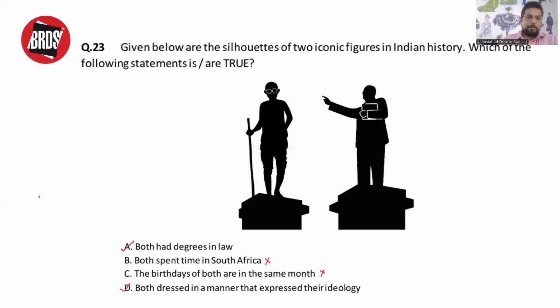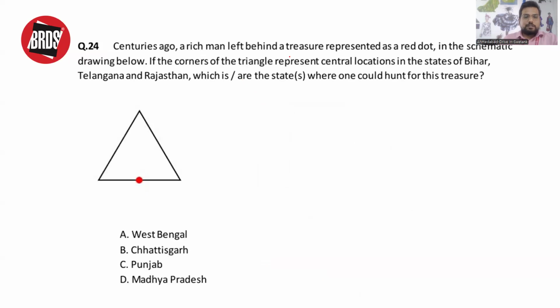Okay, moving ahead to the very next question. Centuries ago, a rich man left behind a treasure represented as a red dot in the schematic diagram given below. If the corners of the triangle represent central locations in the states of Bihar, Telangana, and Rajasthan, which is or are the states where one could hunt for the treasure.